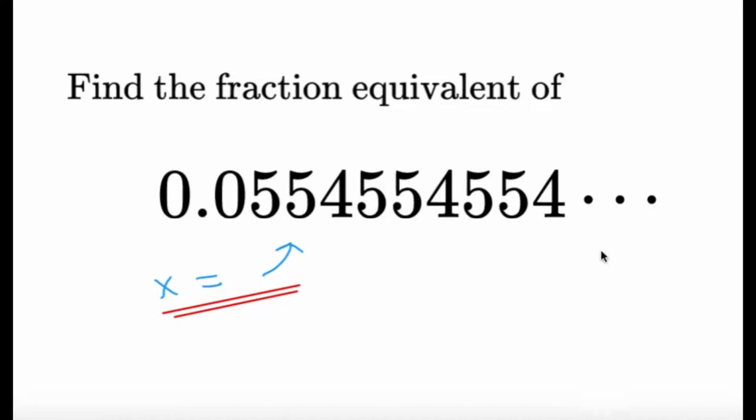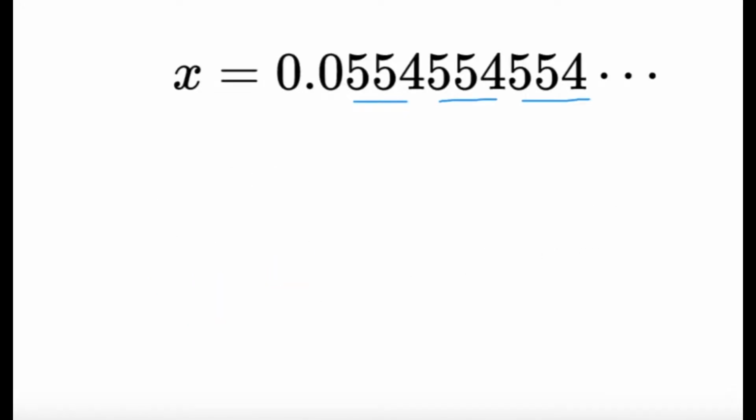Now, when dealing with these repeating fractions, the first thing to always do is shown on the screen. Let x equal this number. So let x equal 0.0554554 and so on. Generally we want the repeating part, which in this case is 554, to be directly after the decimal point. To do that, we can multiply both sides by 10.